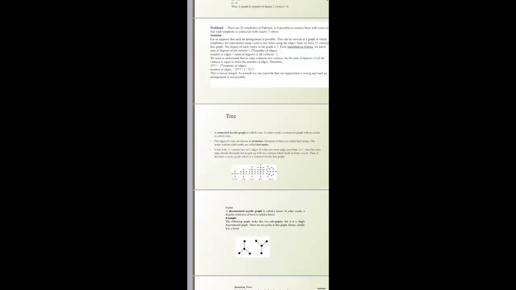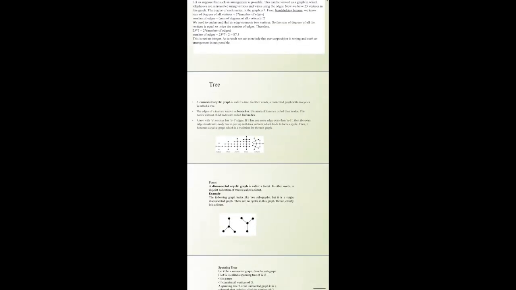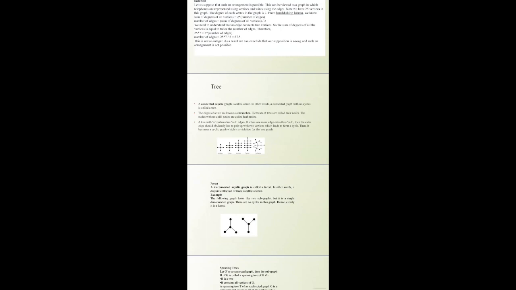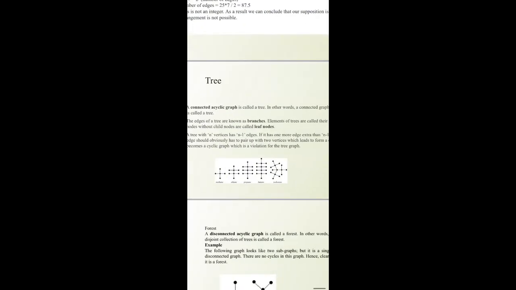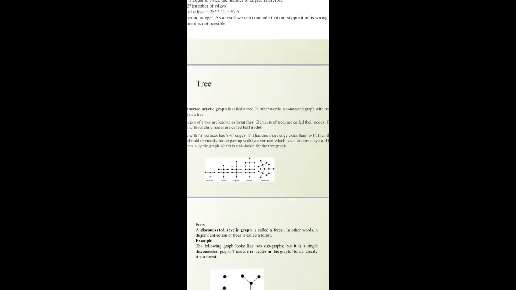Next, the concept is tree. A connected acyclic graph is called a tree. Acyclic graph means a graph which is not a cycle graph, meaning whose starting and end points are not the same, or no vertex has degree 2. That graph is called a tree.